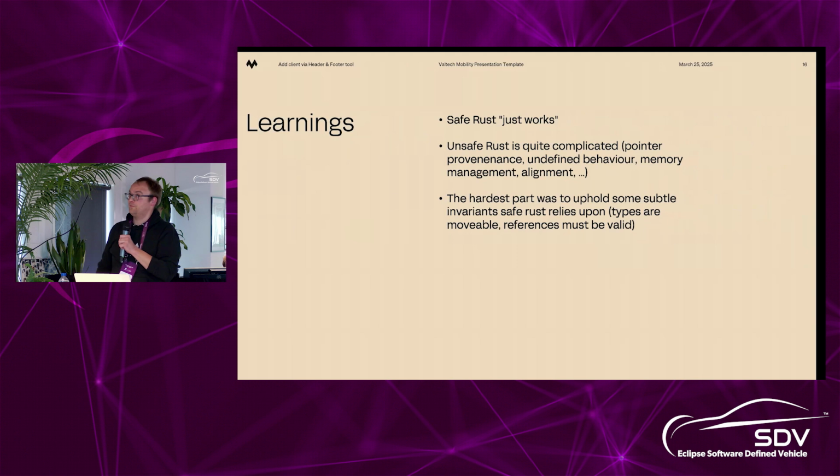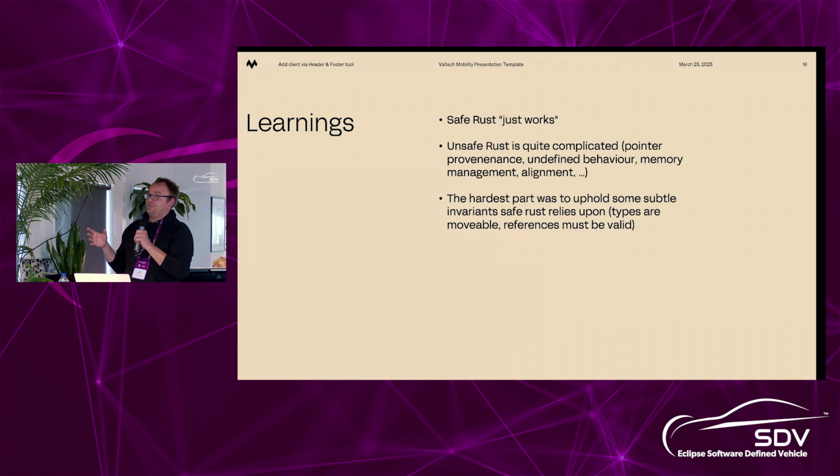So what was the learning? What did we learn from going on this journey? The nicest thing is that safe Rust just works. When you're writing this MQTT client, this is basically all safe Rust. It just works. It's really nice. All the errors or stuff which I did wrong were in the unsafe part of Rust, and that is really complicated.